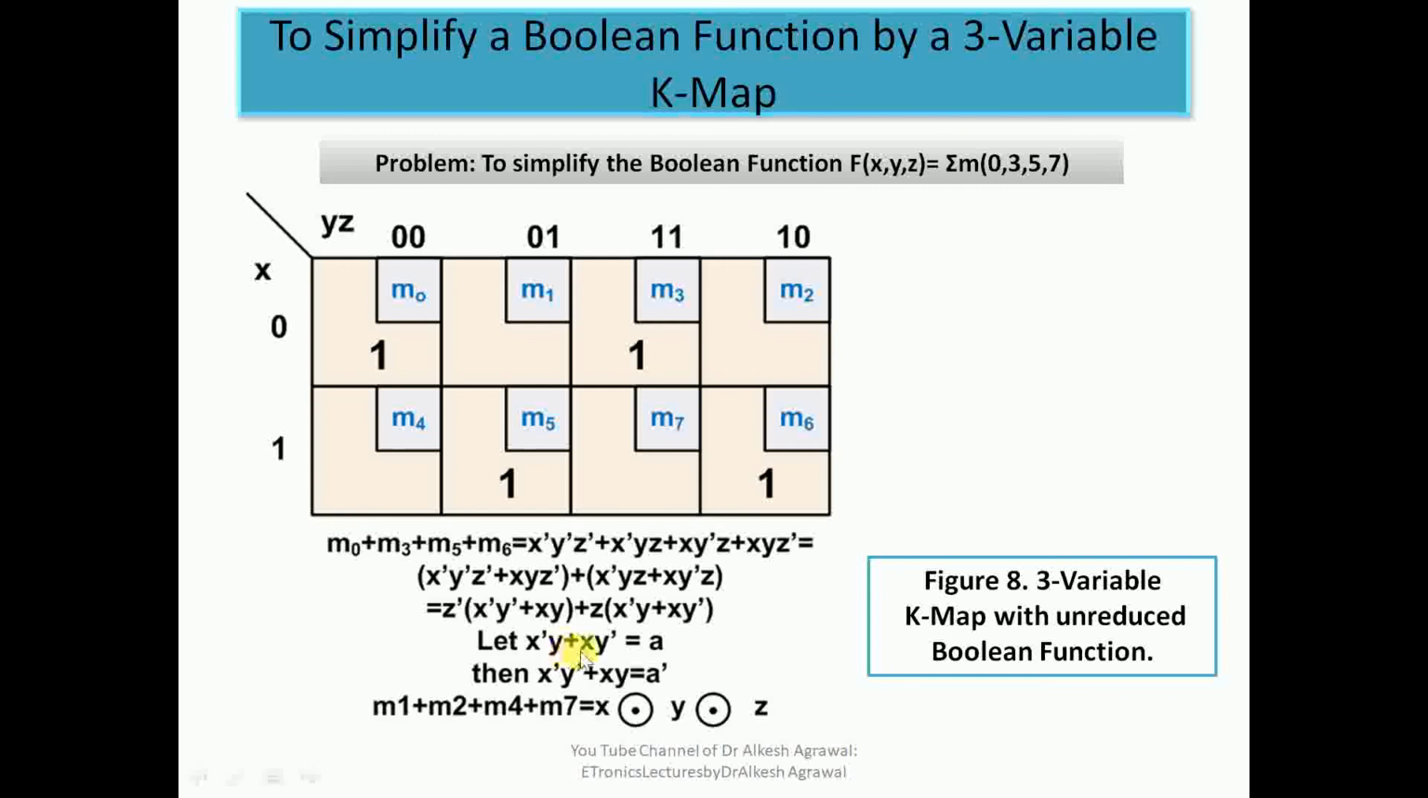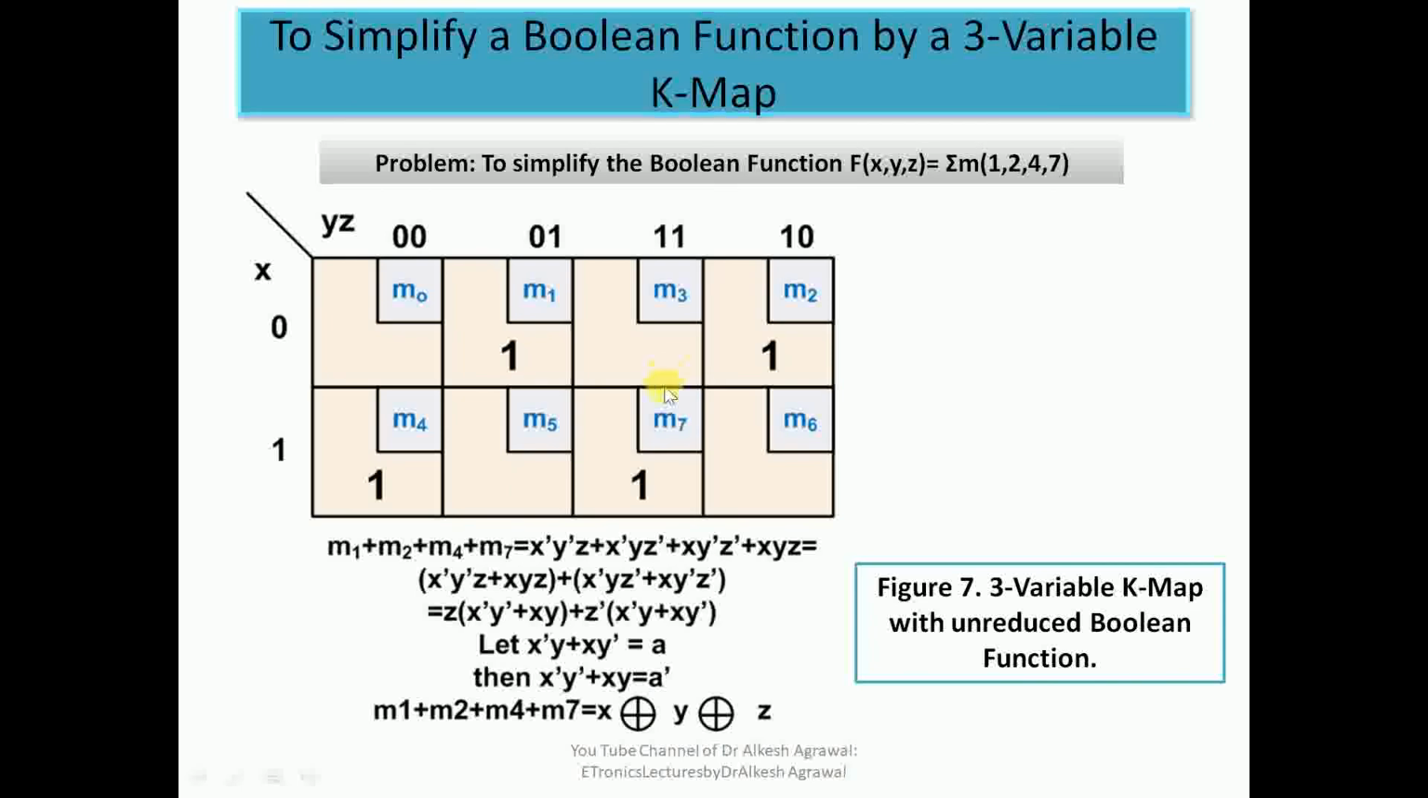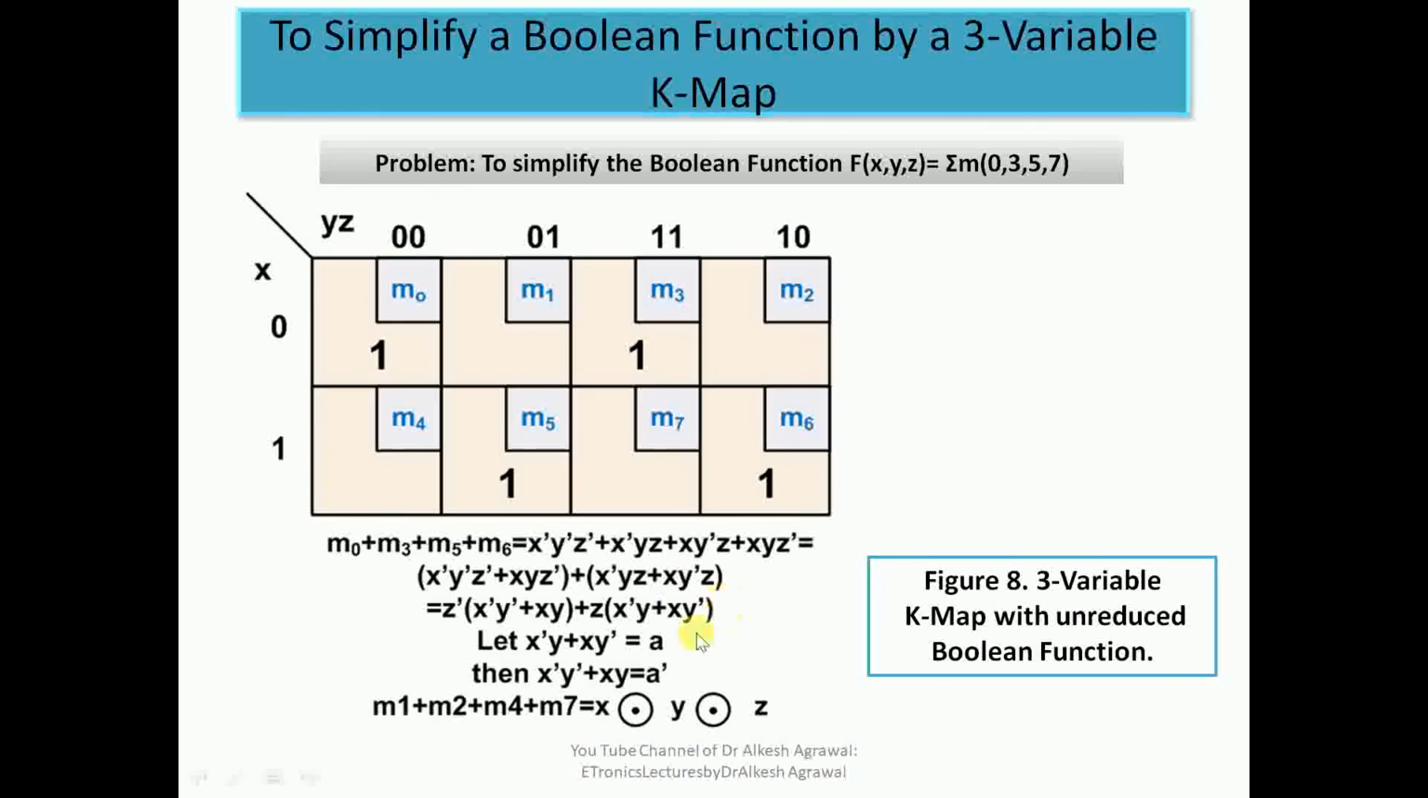and again what we found is that if we have x bar y or x y bar as a, so this is a bar, but here the expression is reversed. Here we have z bar a bar or z a, which is the expression of exclusive nor. So finally what we get is x exclusive nor y exclusive nor z. For the previous map, we were getting x exclusive or y exclusive or z. For this kind of map, we are getting the reverse expression, x exclusive nor y exclusive nor z.